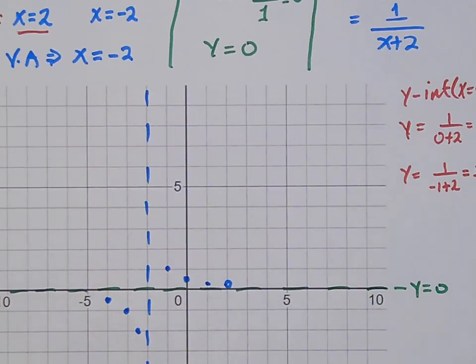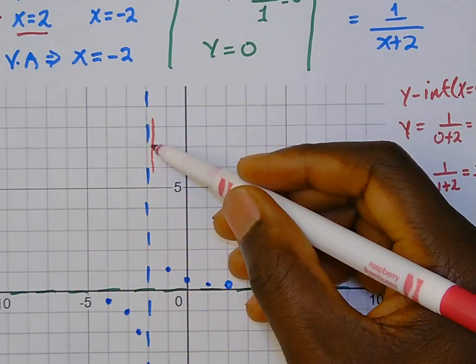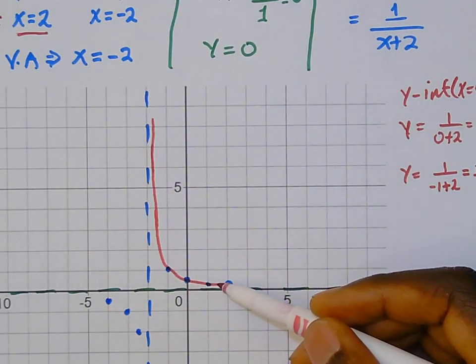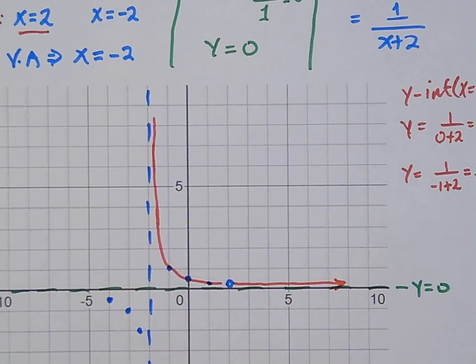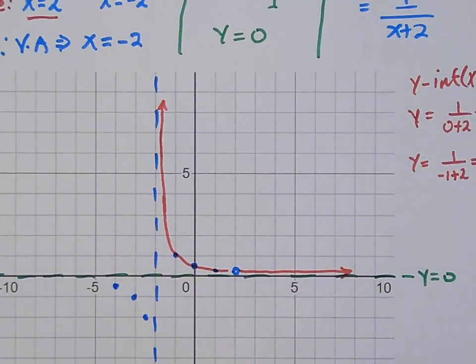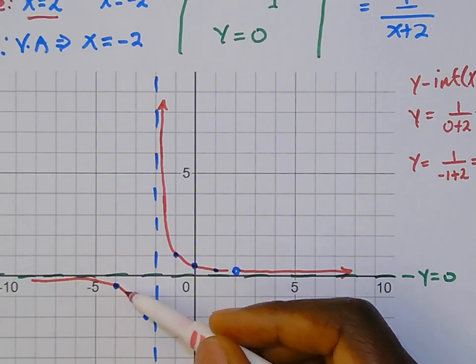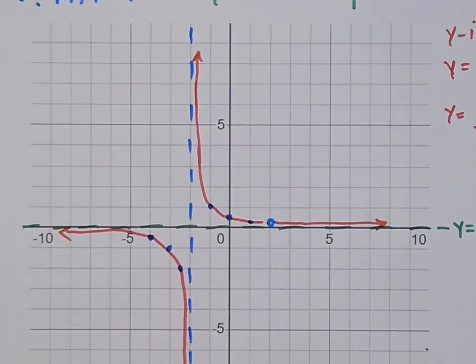So I think these points are enough to get the shape of the graph. It's not going to be accurate, but at least we will know how it's going to look. So the graph is going to look something like this. Remember, it will not touch the vertical asymptote. Come down, there's a hole right there. It goes like that. Then on the left-hand side, it's going to look something like that. It goes through the points, gets closer to the asymptote, but will not touch it. So the graph looks something like this.